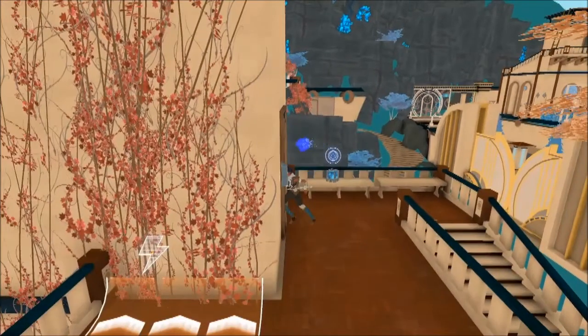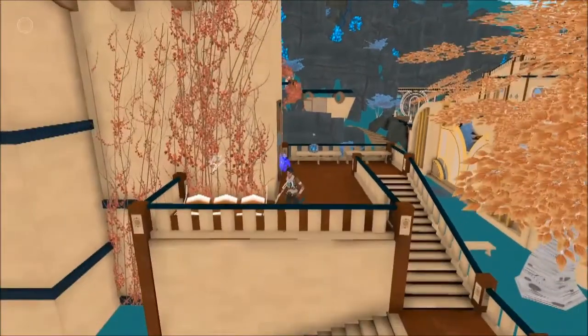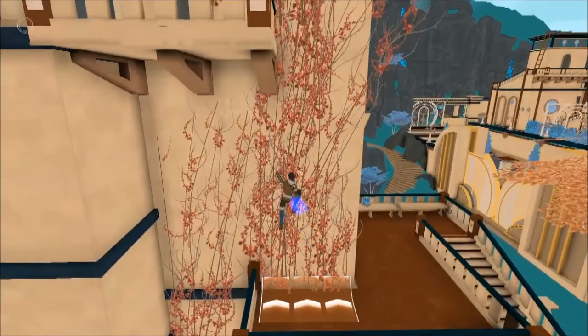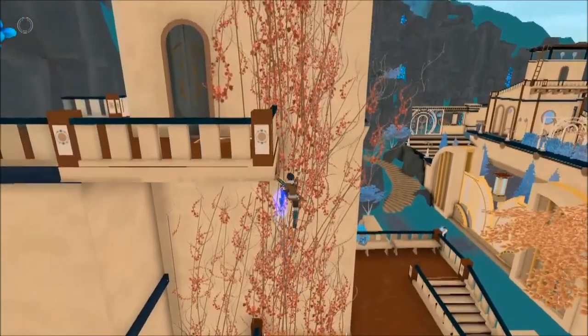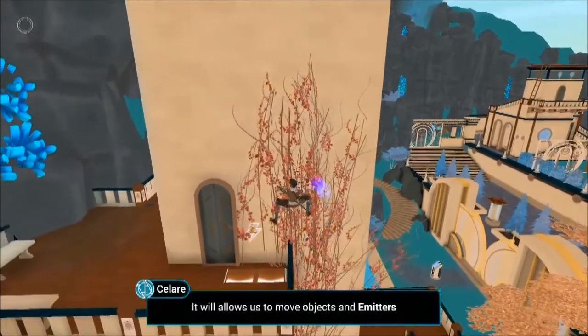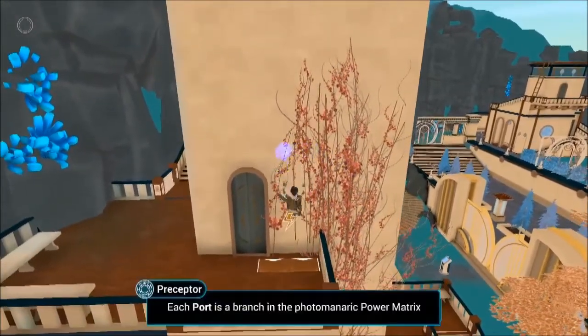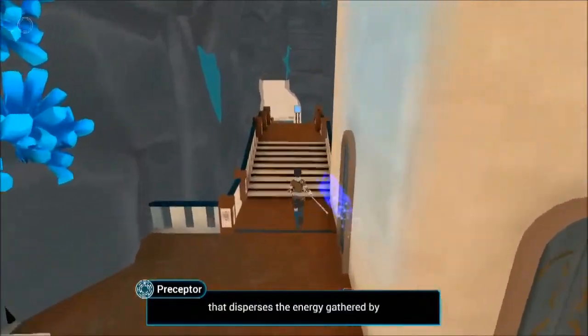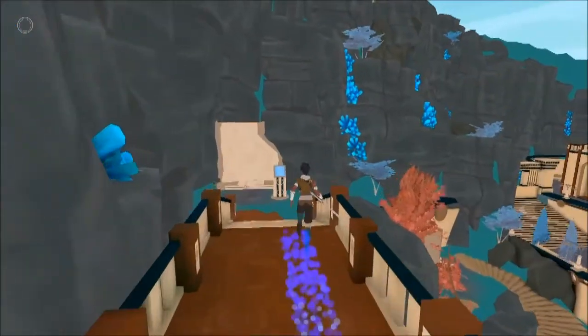So giving more of that sort of background into the world, I do quite like it. You will need to change the input of energy at the ports. It will allow us to move objects and emitters around the Citadel. Each port is a branch in the photomaneric power matrix that disperses the energy gathered by the Lapis Soul crystals.